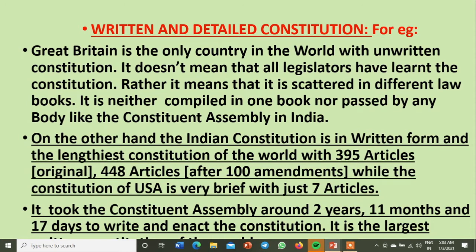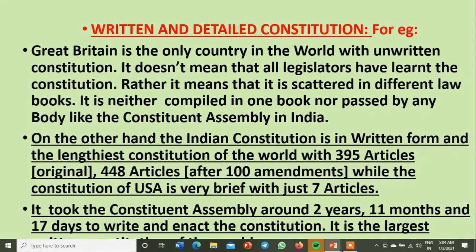The first is written and detailed constitution. Through an example, I will discuss. Normally all the constitutions of the world are written, but there is only one country which has an unwritten constitution. Great Britain is the only country in the world with an unwritten constitution.